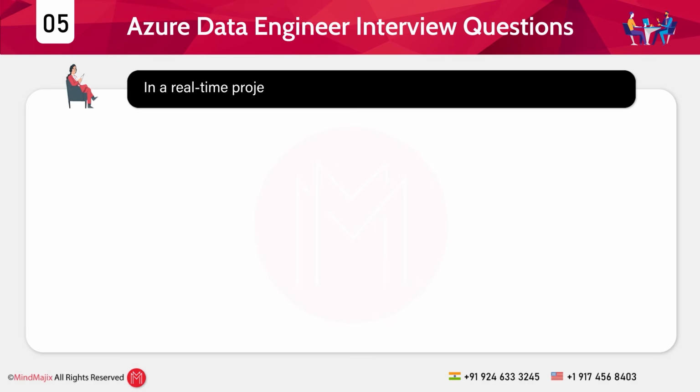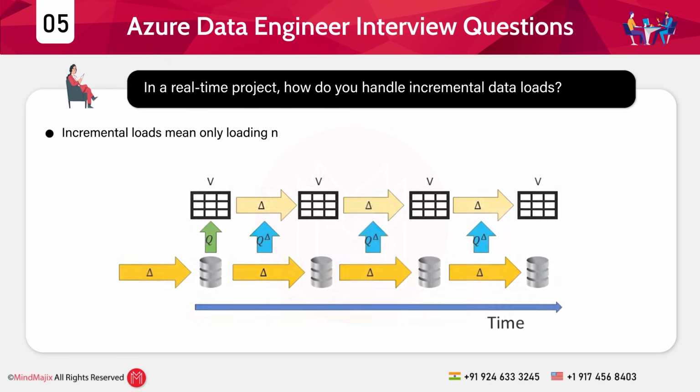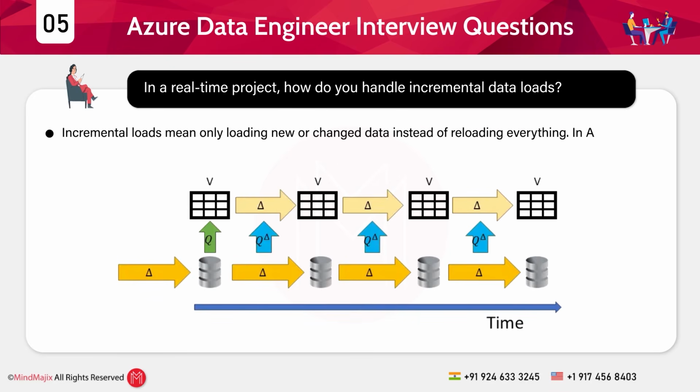In a real-time project, how do you handle incremental data loads? Incremental loads means only loading new or changed data instead of reloading everything. In Azure Data Factory, this can be achieved using watermark columns like the last modified date. For example, if you are moving order data daily, you can filter only records with last modified date after the last run date. So basically, this procedure saves cost and improves the pipeline performance.